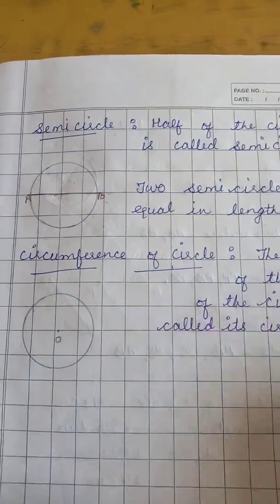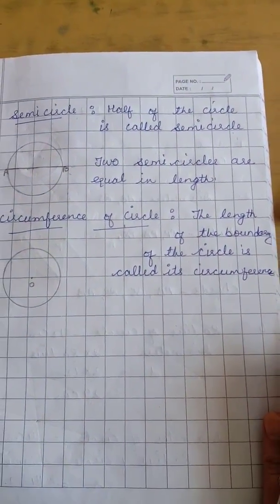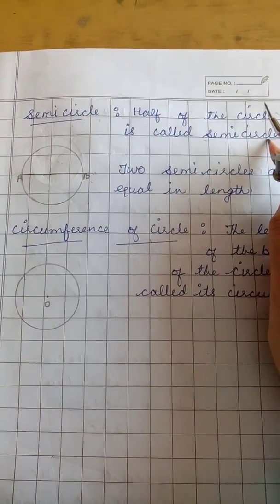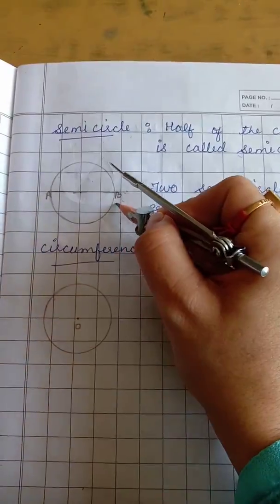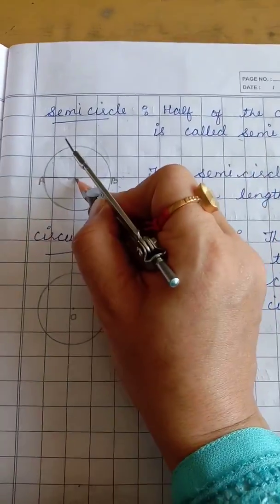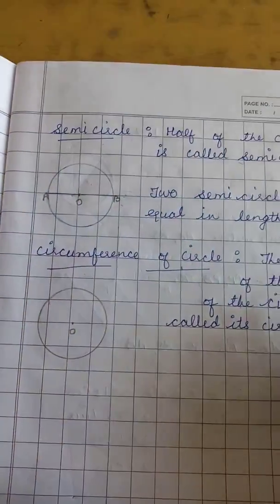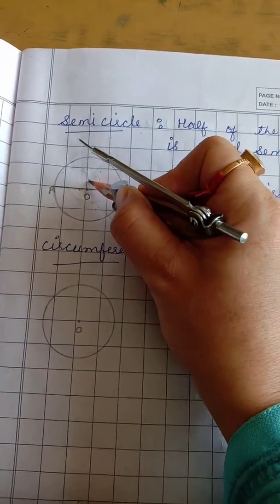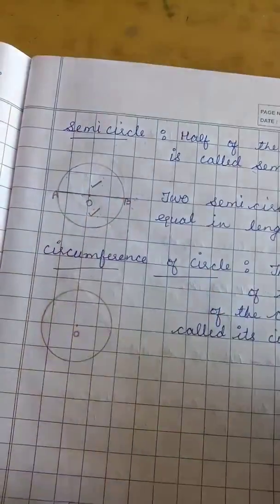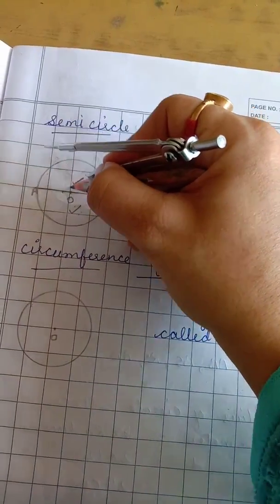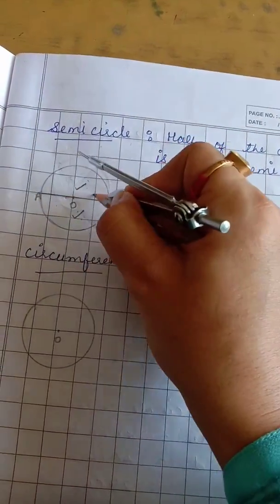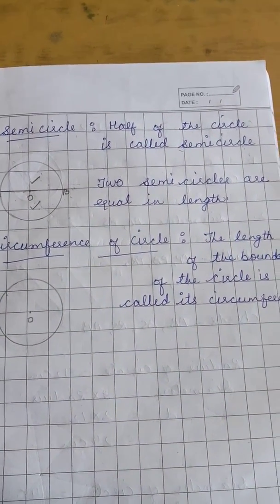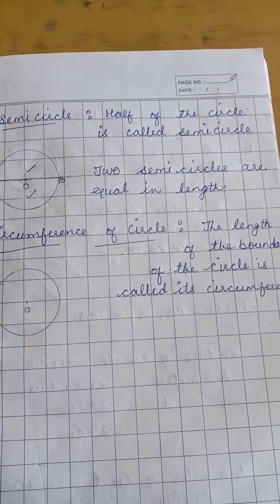Now, next is semicircle. What is semicircle? Semi means half. Half of the circle is known as semicircle. Suppose this is a circle. I have drawn a diameter of it. Diameter has divided the circle into 2 equal halves. This is the upper half, this is the lower half. In the same way, if I draw it this way, it will be this half and this half. These all are semicircles, and 2 semicircles are of equal length.